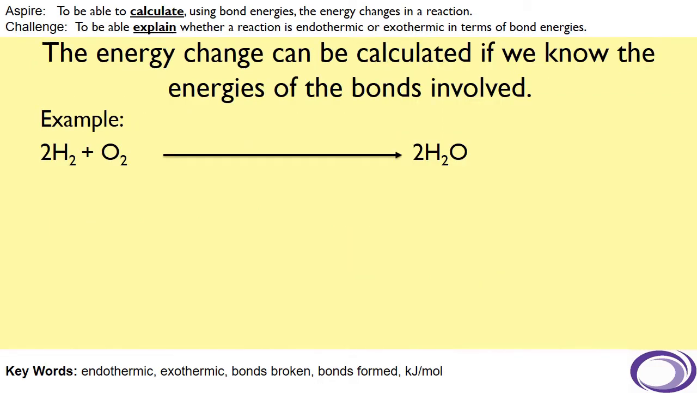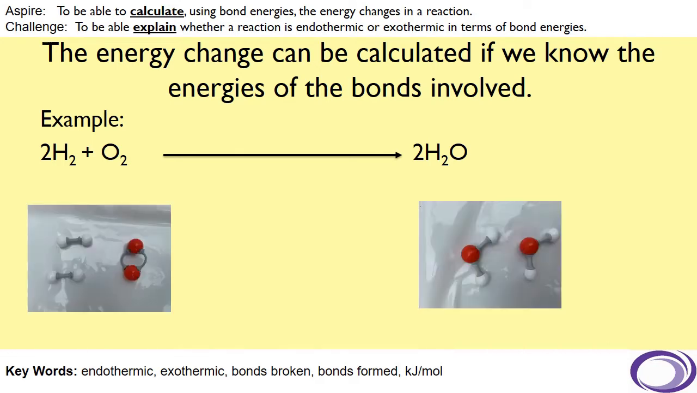Okay, so if we know the energies of the bonds involved, we can actually calculate the energy change. An example I'm going to use is the chemical reaction in hydrogen fuel cells. So hydrogen reacts with oxygen to form water. Now, I'm just going to put the molecules on the screen.